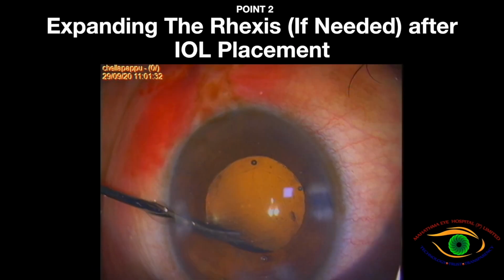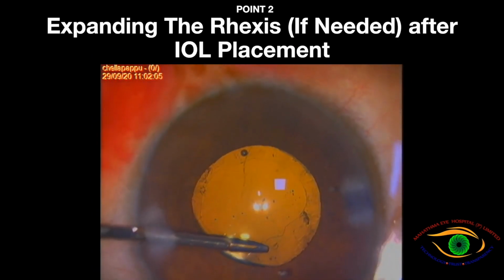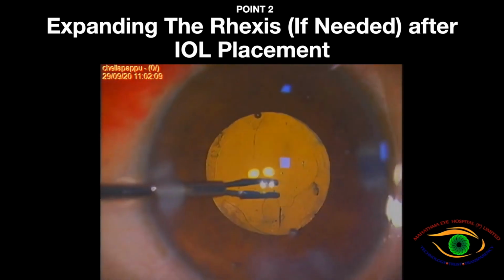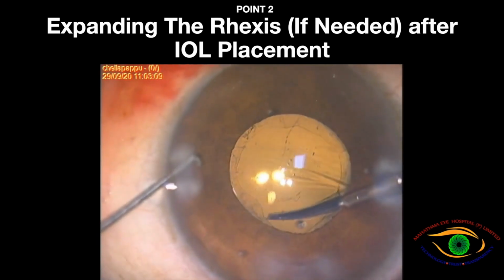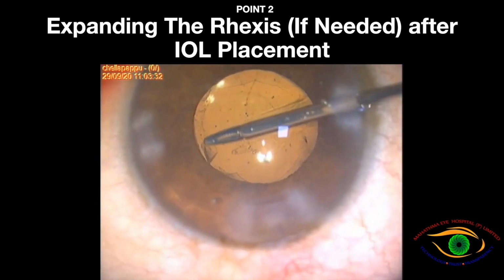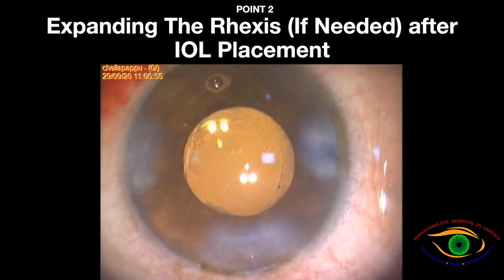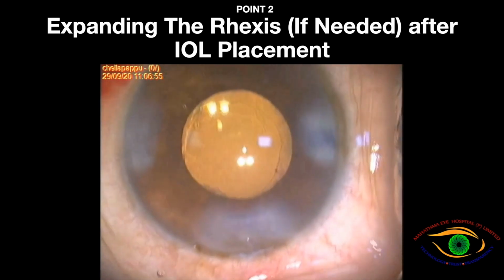Point 2. For novice surgeons who end up with a small rexis, there is always a second chance for expanding the rexis if needed after IOL placement with microrexis scissors and forceps. This step is particularly important to prevent inadvertent capsular phimosis in the future.